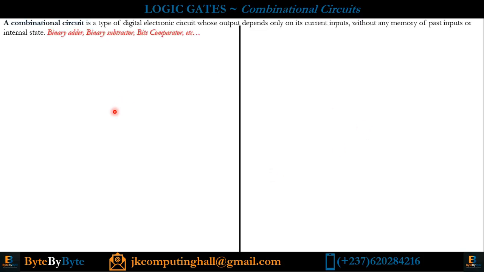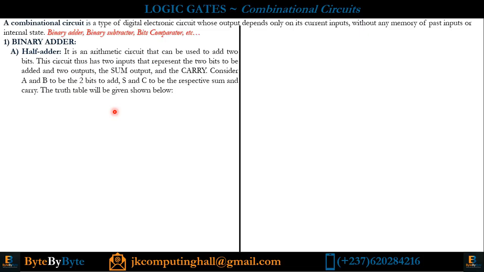A combinational circuit is a type of digital electronic circuit whose output depends only on its current input without any memory of past inputs or internal states. As examples of combinational circuit, we have binary adders, binary subtractors, and bit comparators. There are other types of combinational circuits. Now, let us take number one, binary adder.